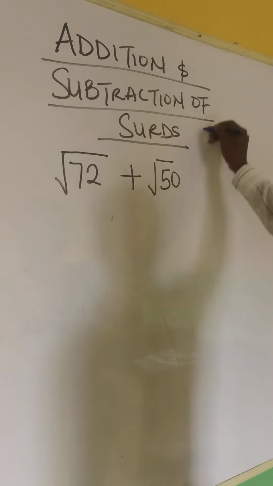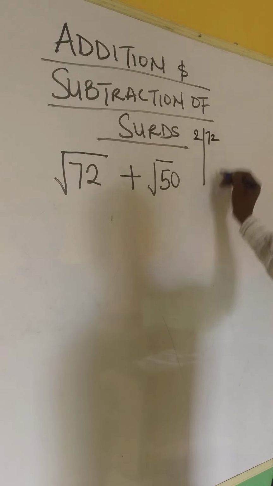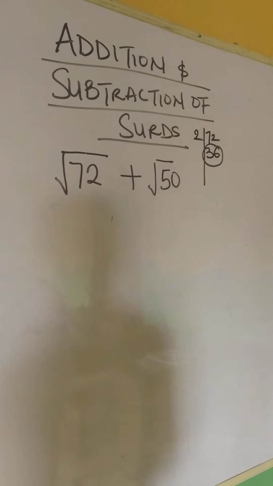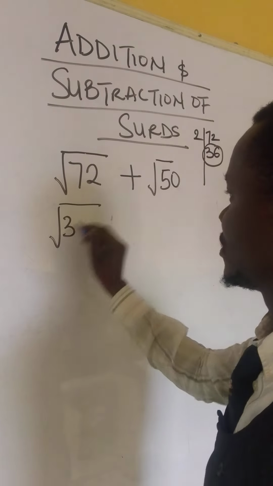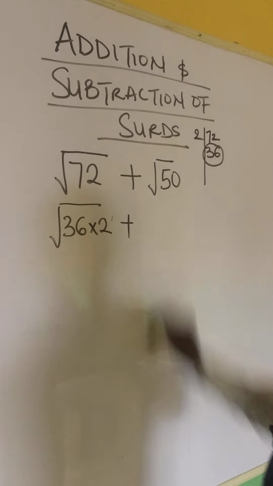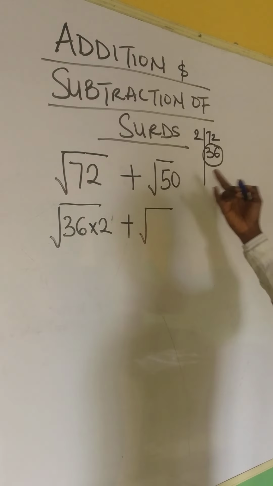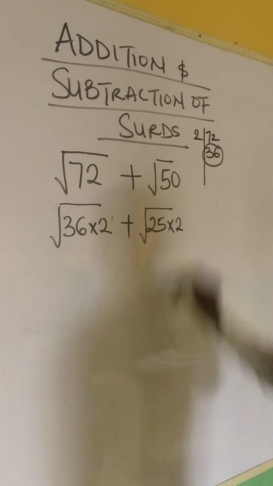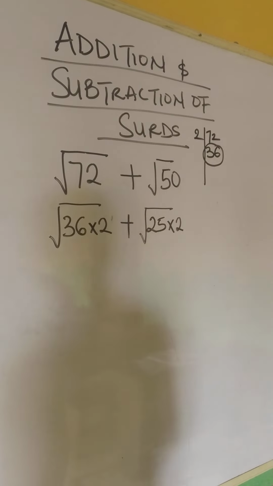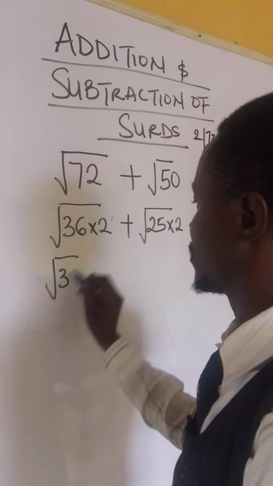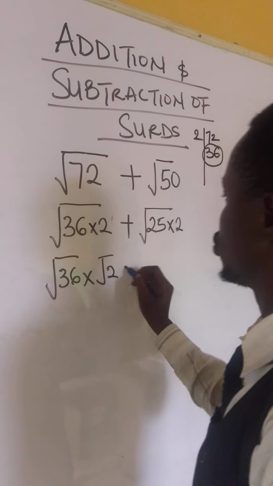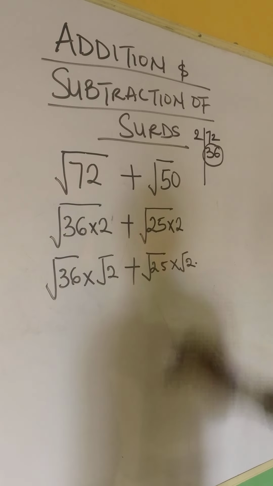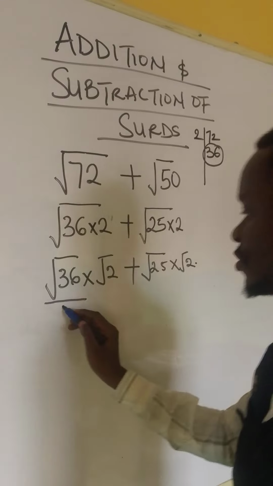Now this root 72, we have 2 can go, will give us 36. And we know that 36 is a perfect square, so we can say we have root 36 times 2 plus root 50. If we use the same factor method, it will give us 25 times 2. And from the law of multiplication, we can separate root 36 and root 2, plus we separate root 25 and root 2. So from here, root 36 will give us 6.